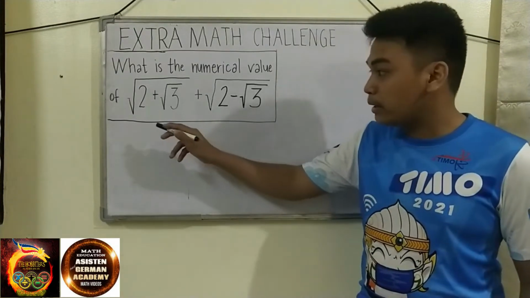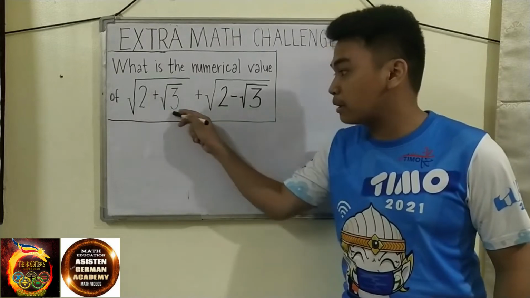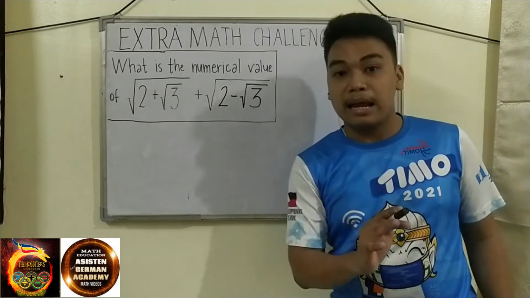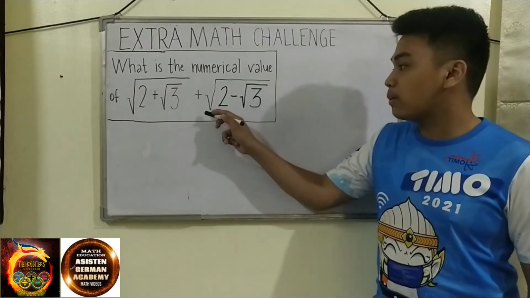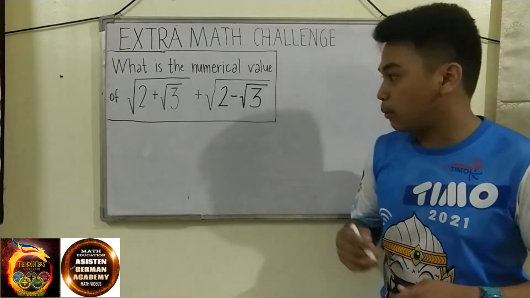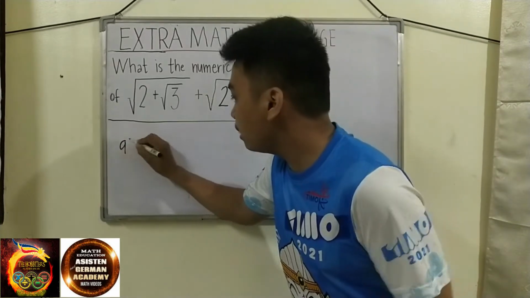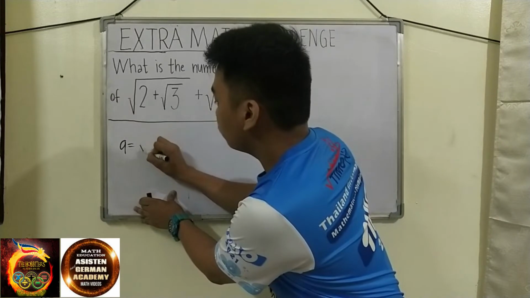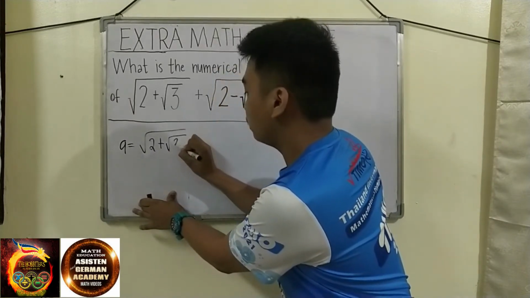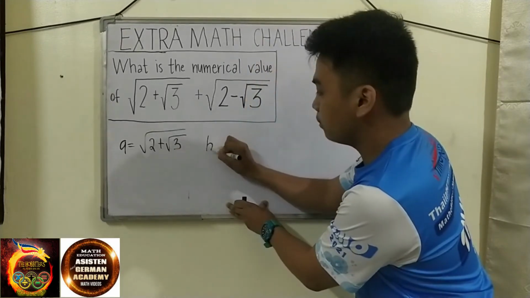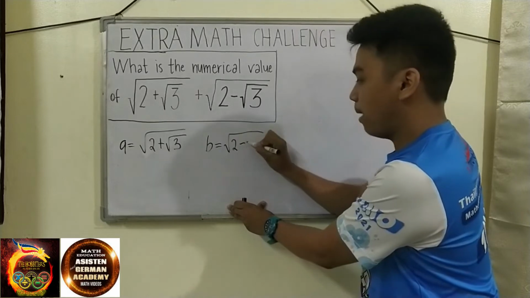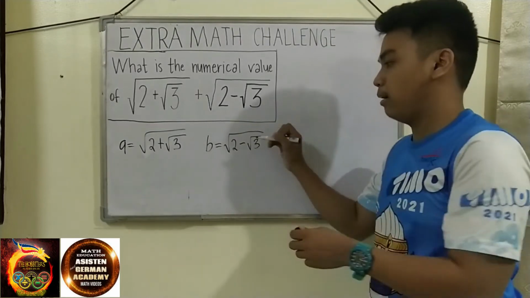First, we are going to let this expression, square root of 2 plus square root of 3, as A, and this expression, square root of 2 minus square root of 3, as B. So we have A is equal to square root of 2 plus square root of 3. And also we have B is equal to square root of 2 minus square root of 3.